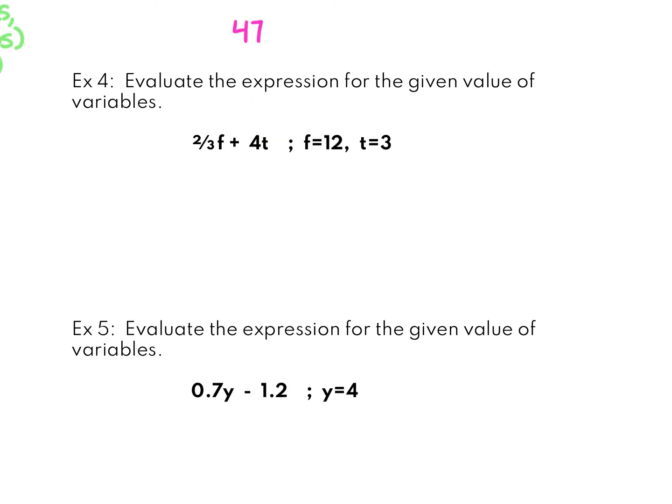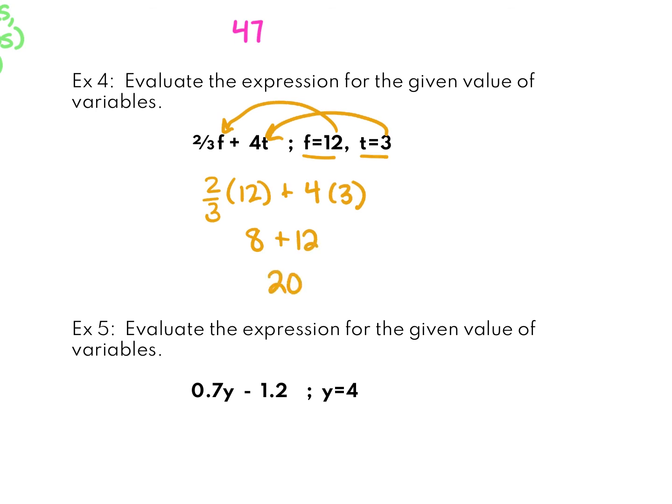There could be more than one variable in an expression. In this example, we have two variables, f and t. So what we're saying is f is 12, t is 3, so 2/3 f plus 4t. We're going to take out f and plop in a 12 there, plus 4 times 3. T equals 3. We can plug this into our calculator. 2/3 times 12 is going to be 8, plus 12 is going to give me 20.